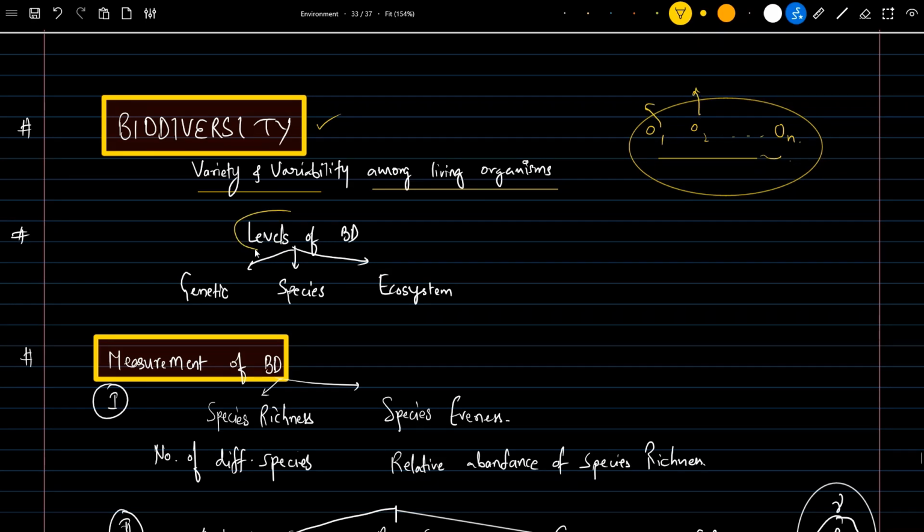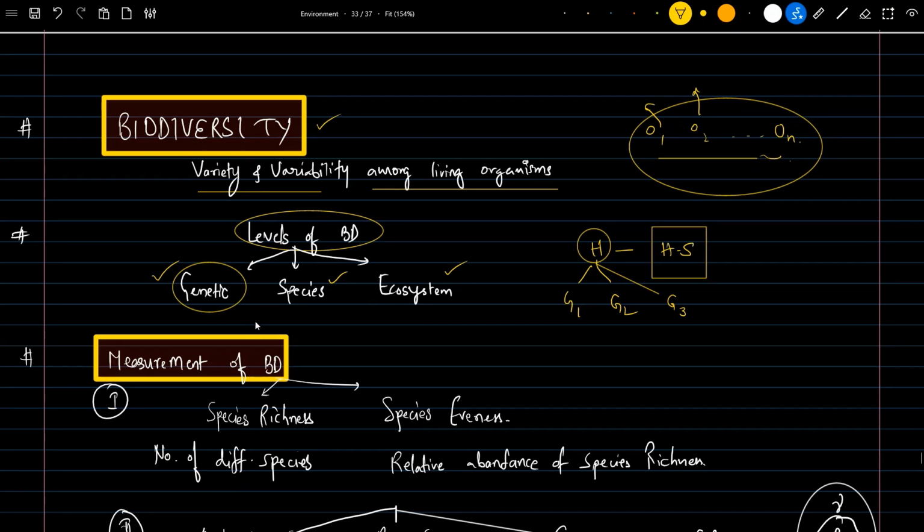Next, there are different levels of biodiversity: genetic biodiversity, species biodiversity, and ecosystem biodiversity. What does genetic biodiversity mean? Let's say we are humans. Every human comes from Homo sapiens, but the genes of different humans are different. Human 1 may have gene 1, human 2 may have gene 2, and human 3 may have gene 3. There will be different genes in different humans even though everyone comes from Homo sapiens. This is called genetic biodiversity.